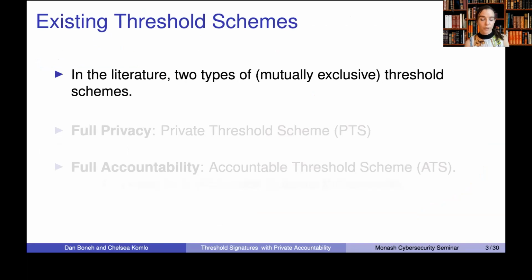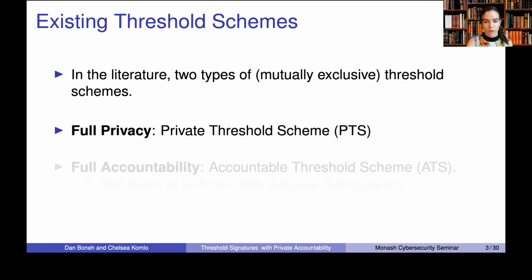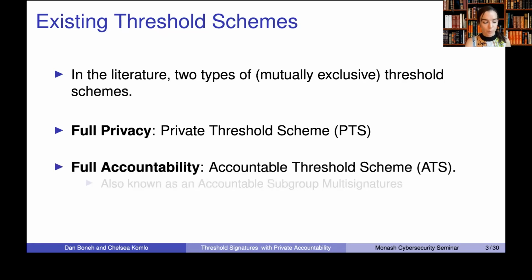So in the literature today, there are 2 types of threshold signature schemes. And one thing we did in this work is we give names to what these signature schemes are. So prior, these existed, but they didn't have names describing what they did. And so the first scheme is what we call a private threshold scheme, or PTS. And this offers full privacy to the signers, which we'll see in a little bit. And the second scheme is what we call an accountable threshold scheme, or ATS. If you're familiar with threshold signature work, this is also known as an accountable subgroup multi-signature scheme, but we call it an ATS just for symmetry. So really you can split threshold schemes into these 2 groups.